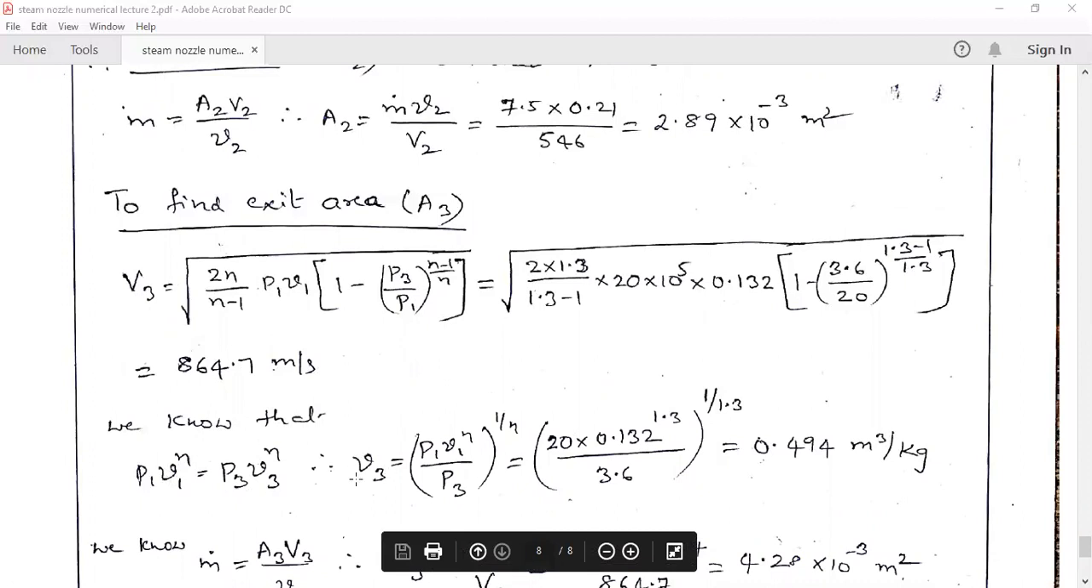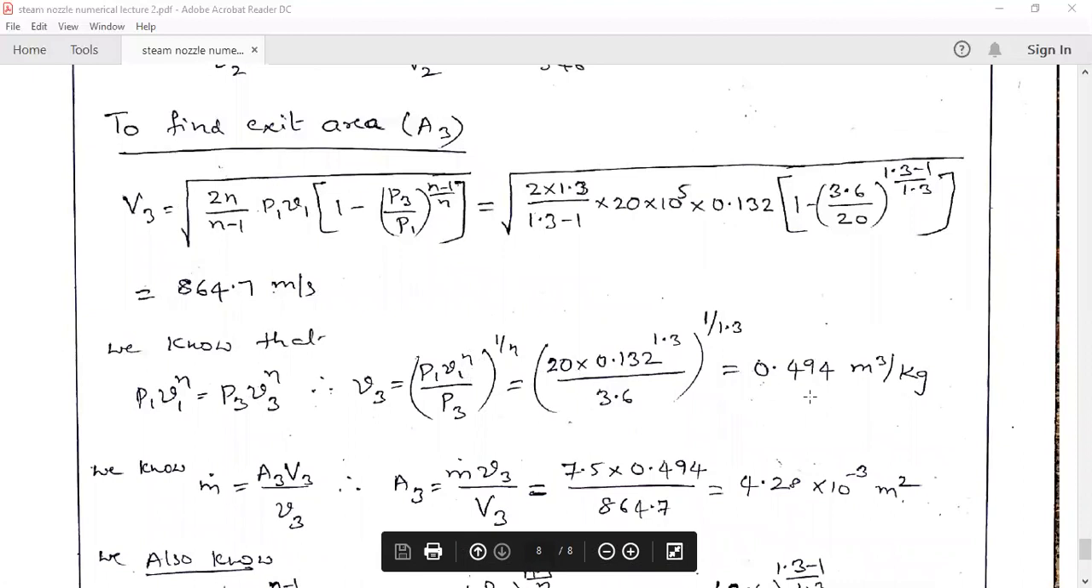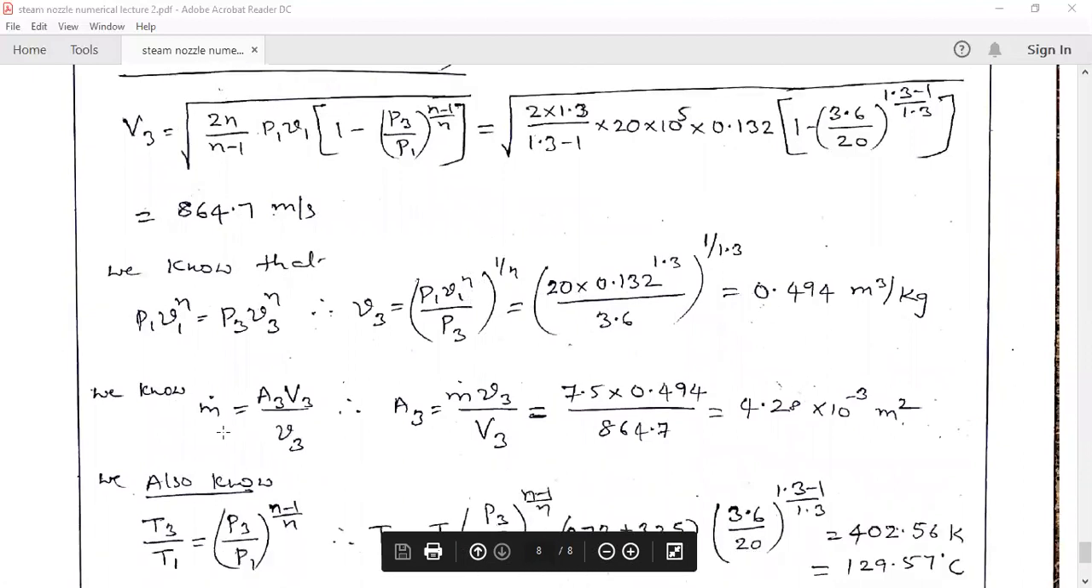But we know that P1 v1 power n is equal to P3 v3 power n. Therefore, how do you find the v3? v3 will be equal to (P1 v1 power n divided by P3) whole power 1 by n. So P1 we know, v1 we know, and P3 we know. Get the specific volume at the exit. Then we know m dot is nothing but A3 V3 by small v3. So how do you find the A3 value?